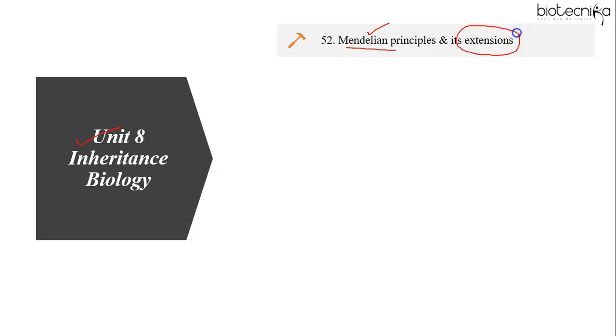Then study the extensions of Mendelian principles. Study terms like codominance, incomplete dominance, and study pleiotropy, genomic imprinting, penetrance and expressivity, phenocopy. Then once you are thorough with the basics, study linkage mapping and physical mapping.